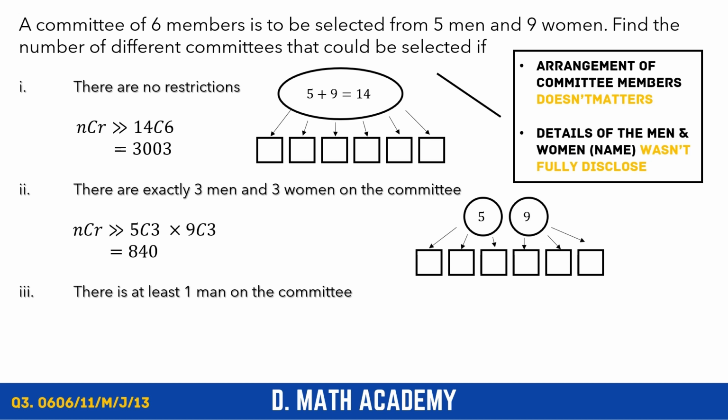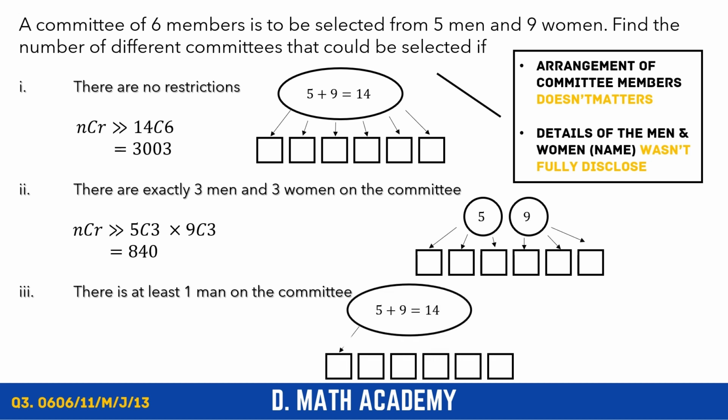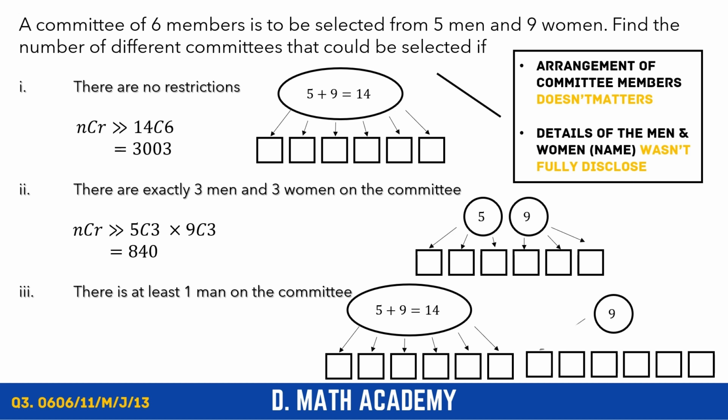As for the last one, there is at least one man on the committee. This one is very similar to what you do in your normal mathematics. The fastest and easiest way is to take the total, the one without restriction, minus the number of arrangements when all the committee members are women. Once you find the difference, you will know the rest is at least one man on the committee. So the difference here will be 2,919.